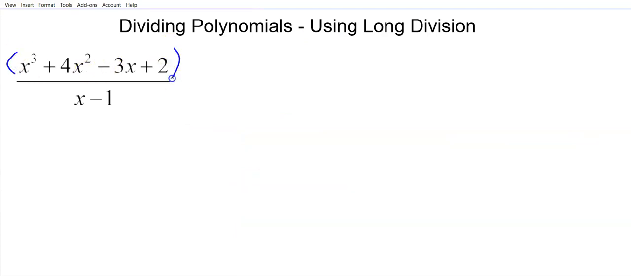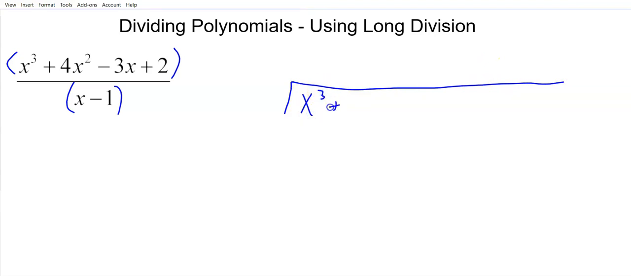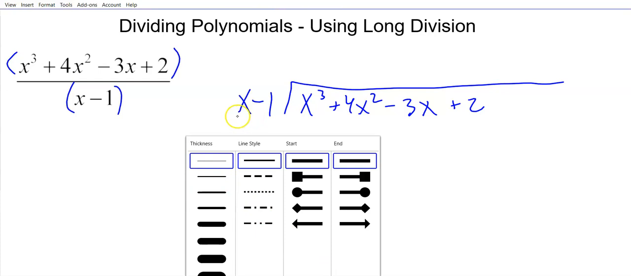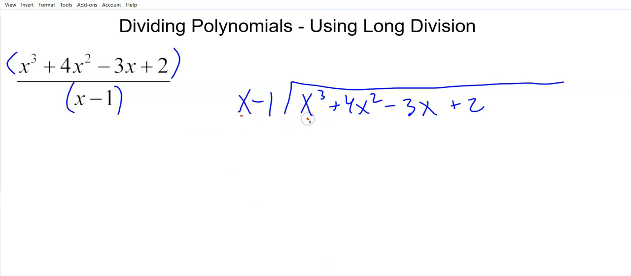So similar kind of thing. These are grouping symbols, so we're dividing those. I'm going to try to keep things real organized when I do this. So x cubed plus 4x squared minus 3x plus 2 goes in the house. x minus 1 is what we're dividing by. That's our divisor. For the first thing here, we're looking at x, the first term of each.